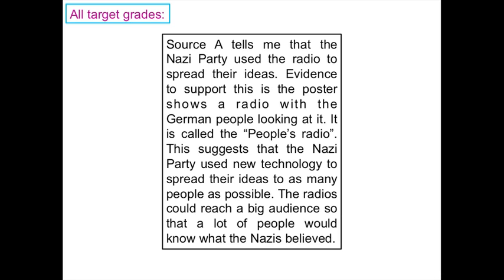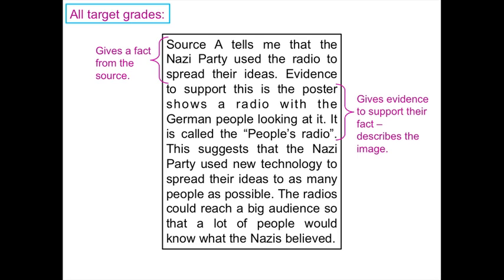This one says, source A tells me that the Nazi Party used the radio to spread their ideas. There's a clear fact at the start there. It gives a fact from the source. Evidence to support this is, the poster shows a radio with the German people looking at it. It is called the People's Radio. This candidate has described the image and quoted from the caption of the source. So they've given 2 types of evidence there.